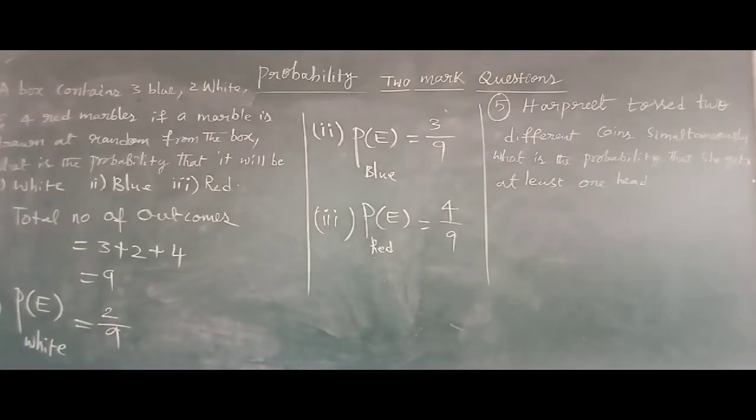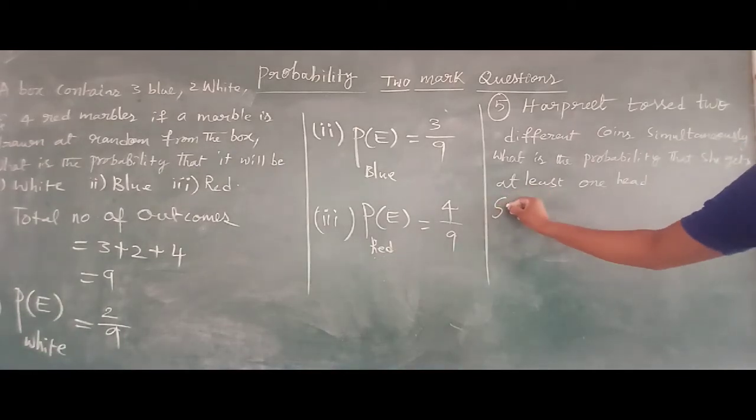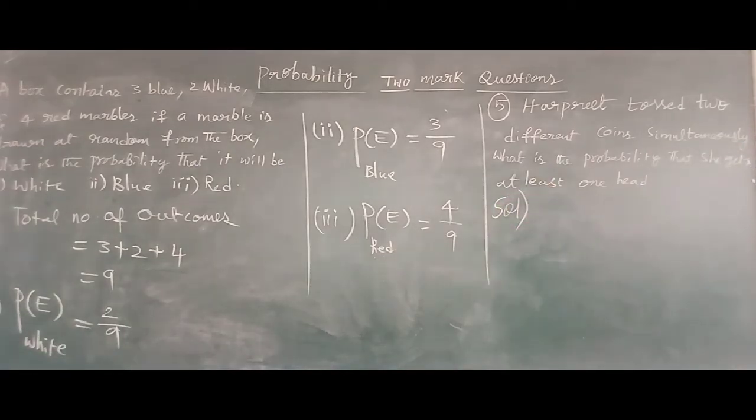One of the important ones: two different coins are tossed simultaneously, what is the probability that she gets at least one head? So you already know that when 2 different coins are tossed simultaneously, the outcomes are head-head, head-tail, tail-head, and tail-tail. So total outcomes are 4. So you have 4 outcomes.